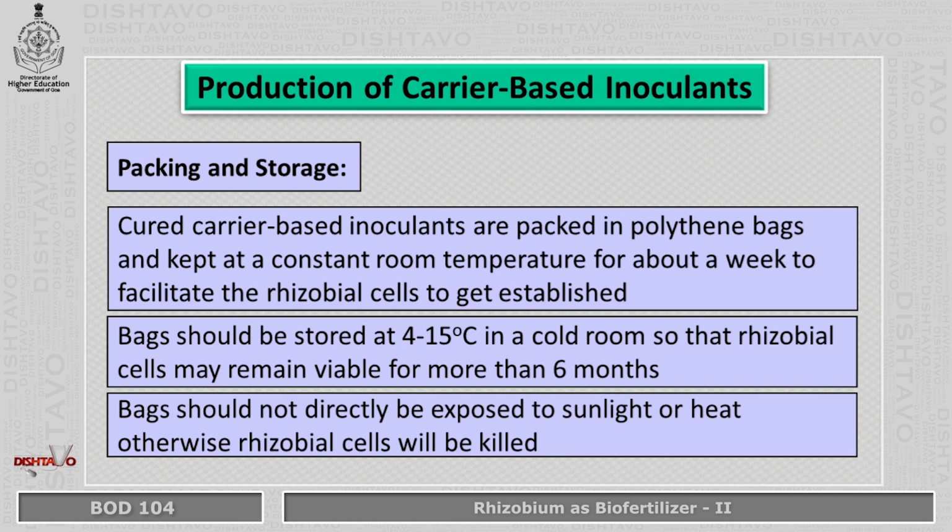Packing and storage. Cured carrier-based inoculants are packed in polythene bags and kept at a constant room temperature for about a week to facilitate the rhizobial cells to get established. Bags should be stored at 4 to 15 degrees Celsius in a cold room so that rhizobial cells may remain viable for more than 6 months. Bags should not directly be exposed to sunlight or heat, otherwise rhizobial cells will be killed.